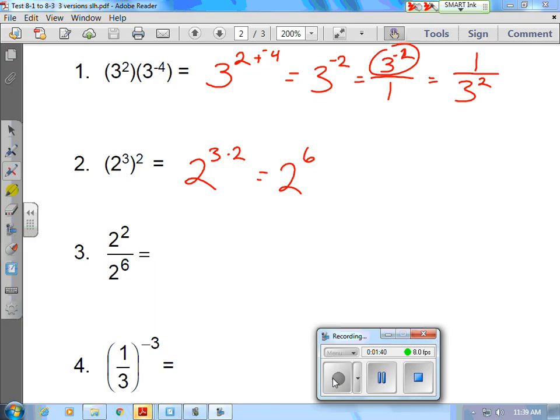Number 3, in division, your rule is when you have like bases, you subtract the exponents. The base stays the same, 2 minus 6, which would be 2 to the -4. You want to write it as a fraction, which is like this.